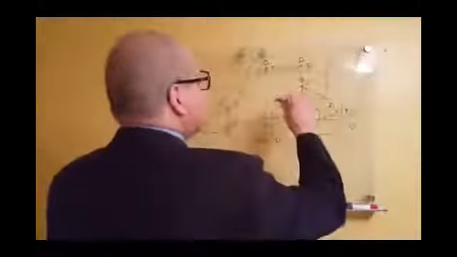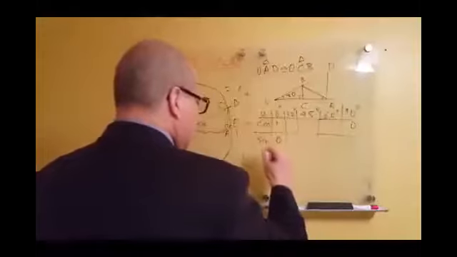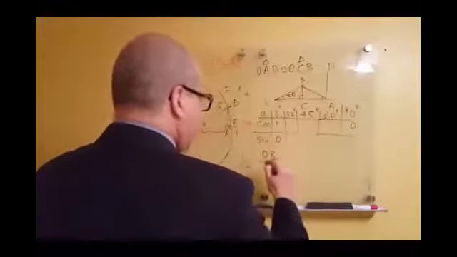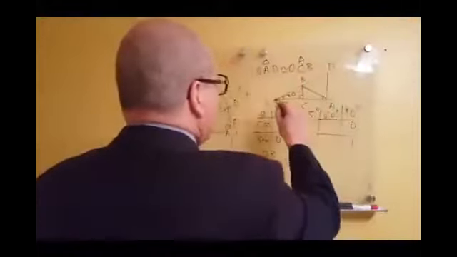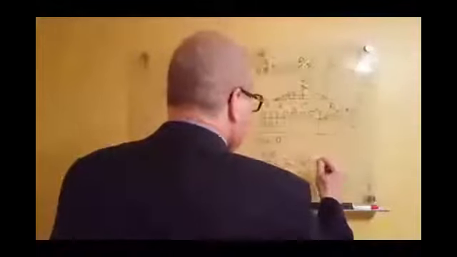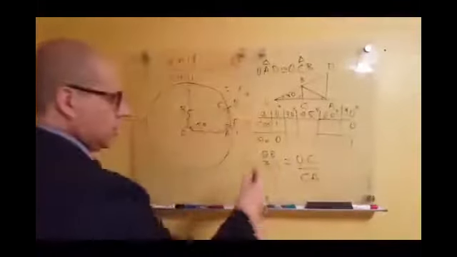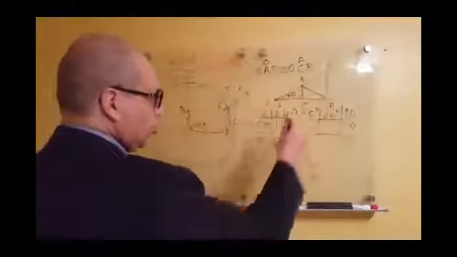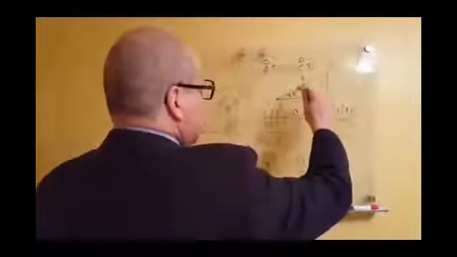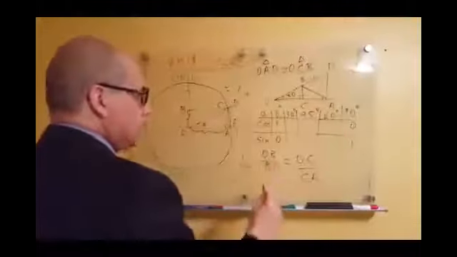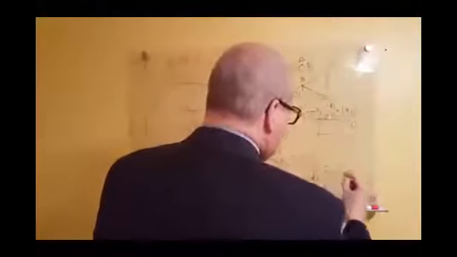So we have that this ratio here of OB over BD has to be equal with the ratio of OC over CA. And of course, since this ratio here is equal with 1, because we said that B is the middle of OD, that means that OB over BD is equal with 1. So that means that OC is equal with CA.